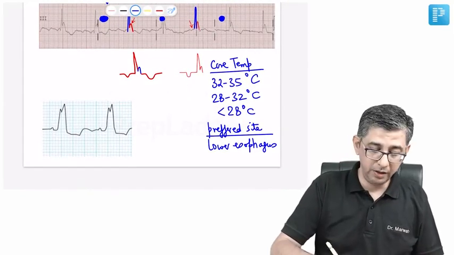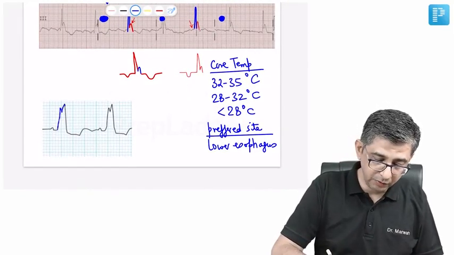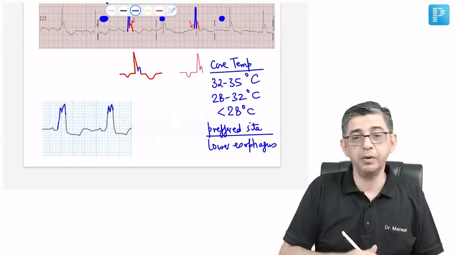Then another finding that I've highlighted is the slurring that I was saying, or the rabbit ear appearance that was coming up.